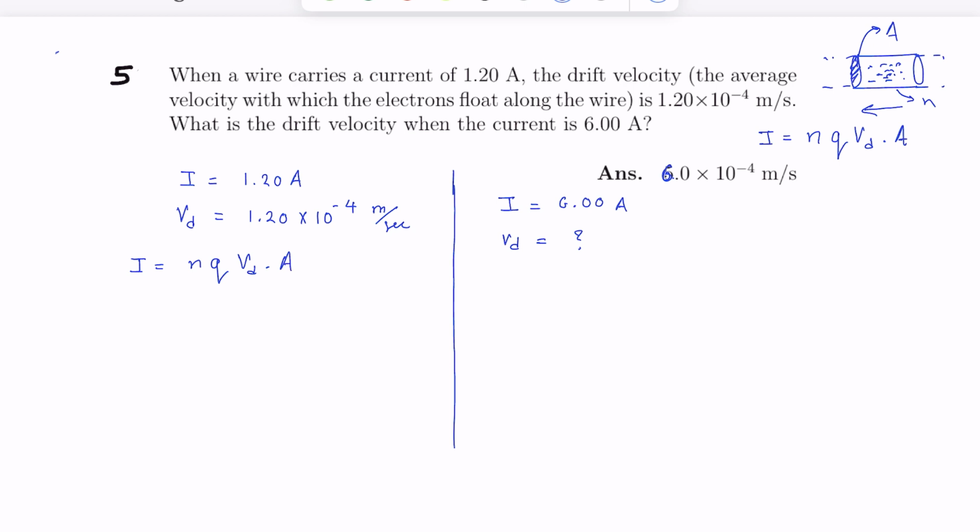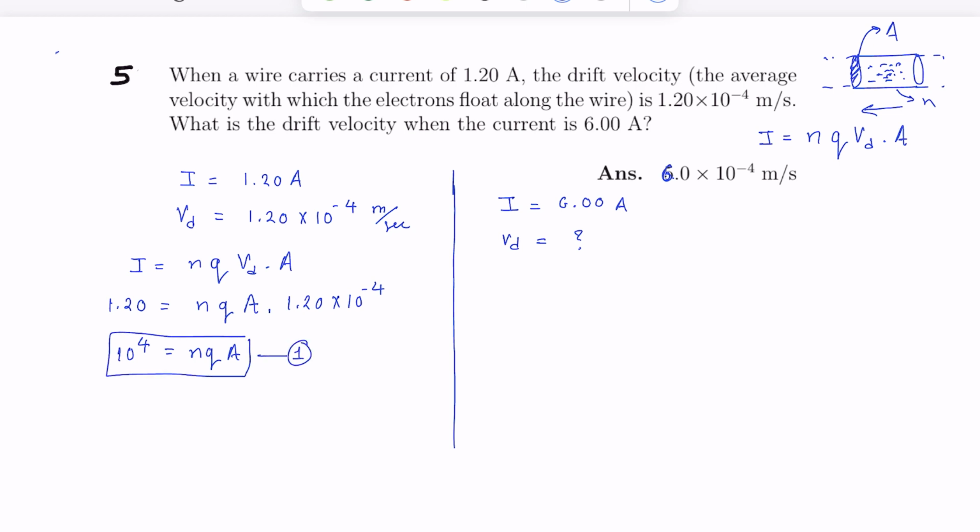Okay, now I'm just going to substitute these values. n is not given to us, q is not given to us technically, and let's write down A in front of vd. I'm going to use vd as 1.20 times 10 to the minus 4. I divide both sides by 1.20 times 10 to the minus 4, and I end up with 10 to the 4 equals nqA. That is my equation 1.